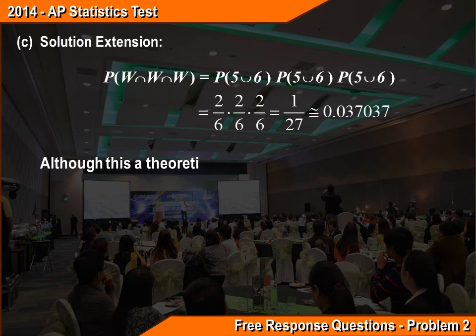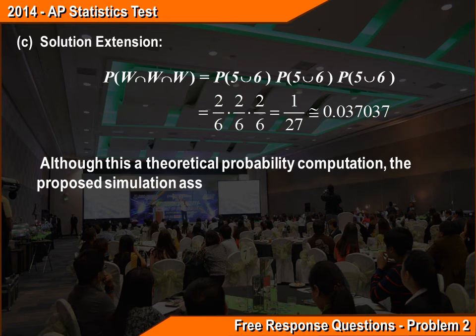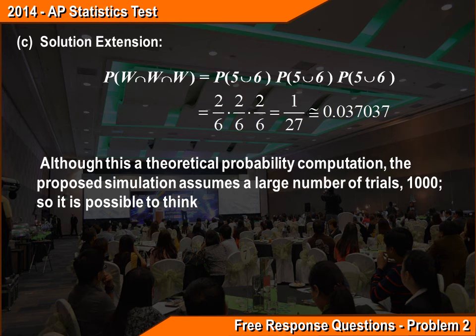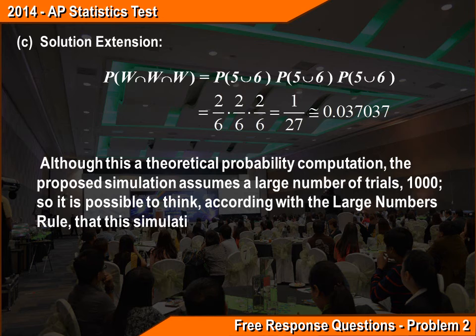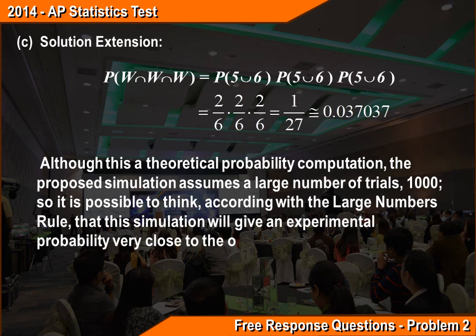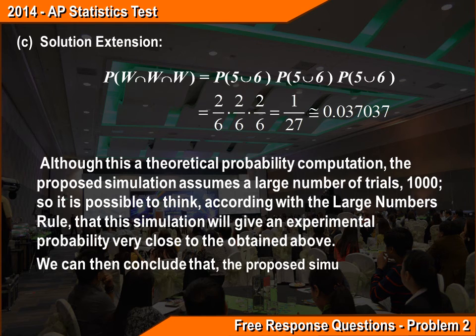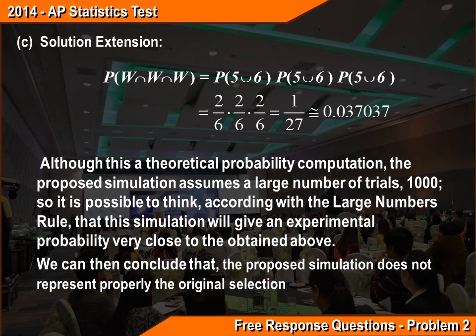Although this is a theoretical probability computation, the proposed simulation assumes a large number of trials, 1000. So it is possible to think, according to the law of large numbers, that this simulation will give an experimental probability very close to the one obtained above. We can then conclude that the proposed simulation does not represent properly the original selection process.